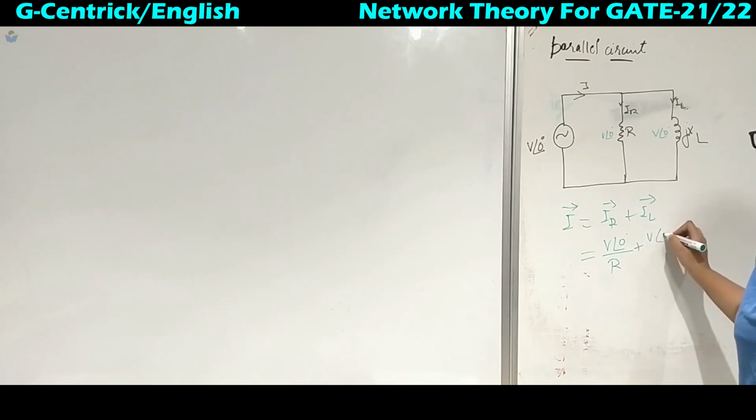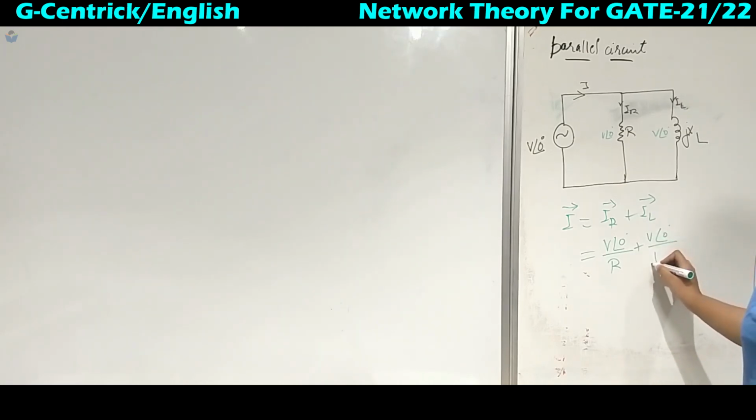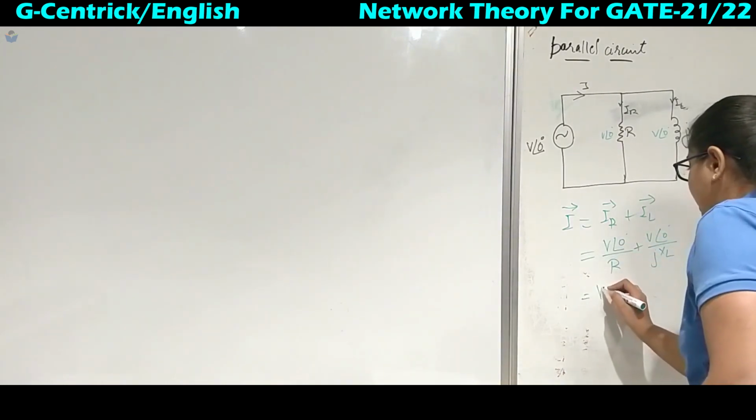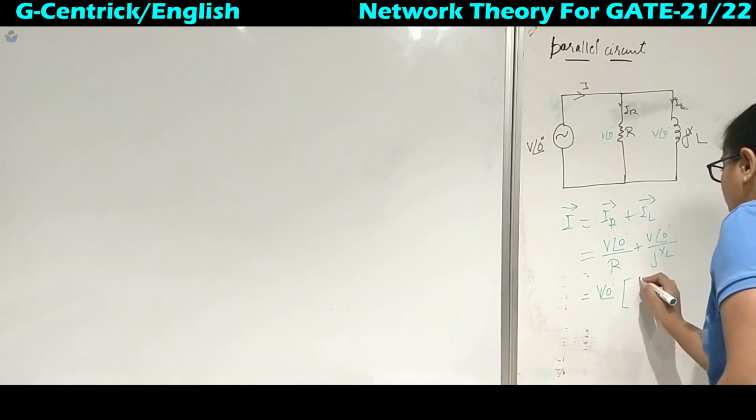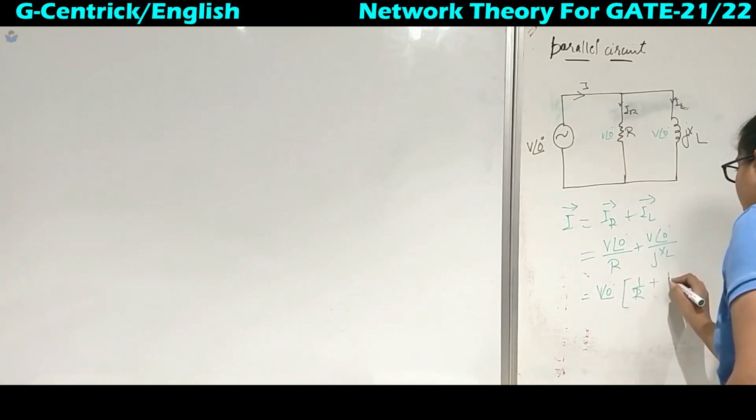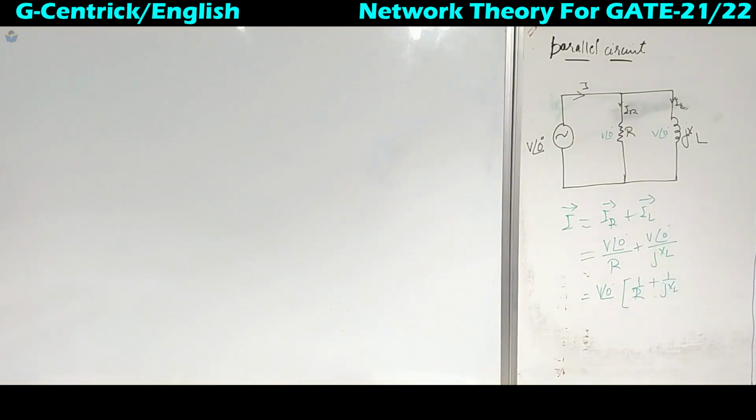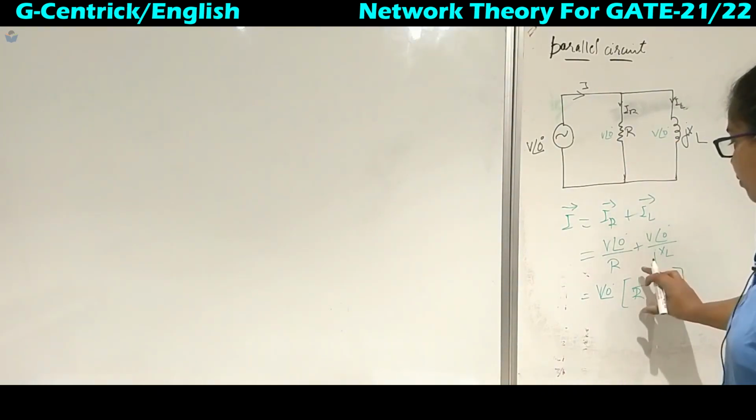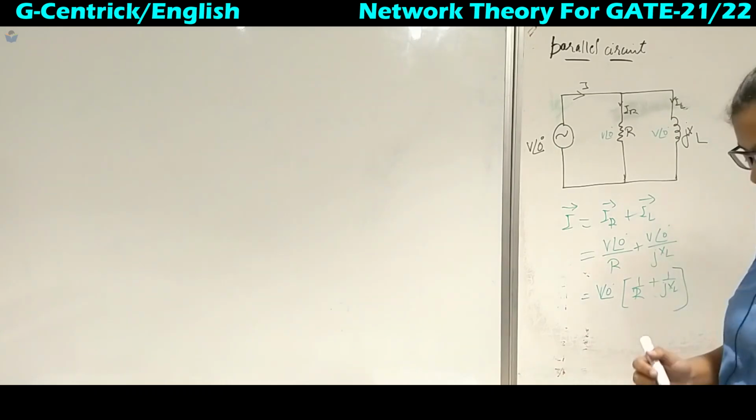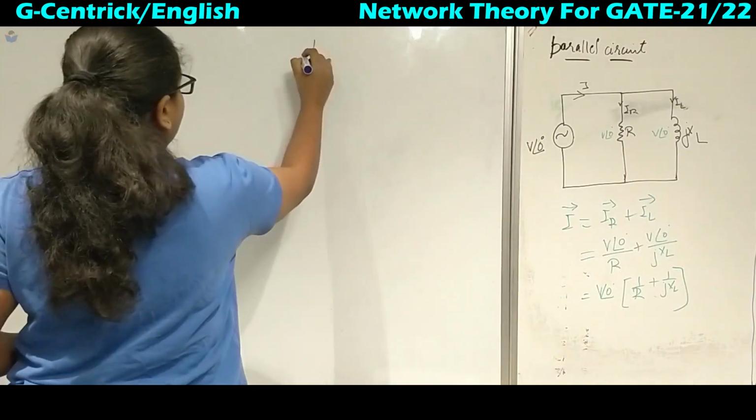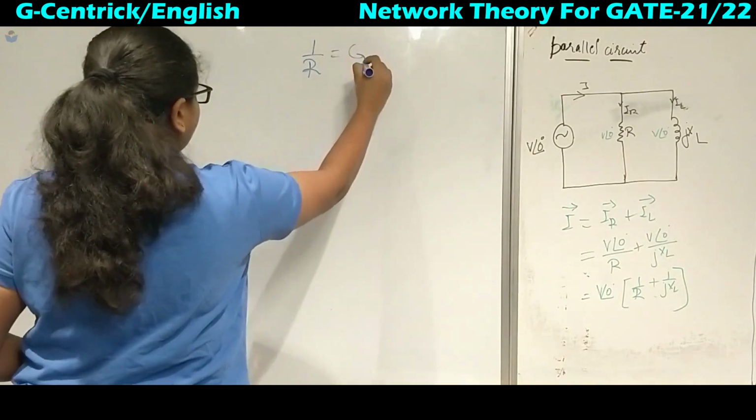Then for XL I will write it as jXL. Now what is common? V is common, so I will take V outside. Now this is 1 by R plus 1 by jXL. So there is one more term that gets introduced: 1 by R we can write as G.